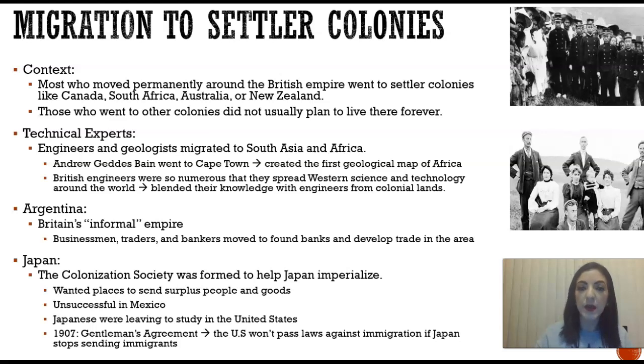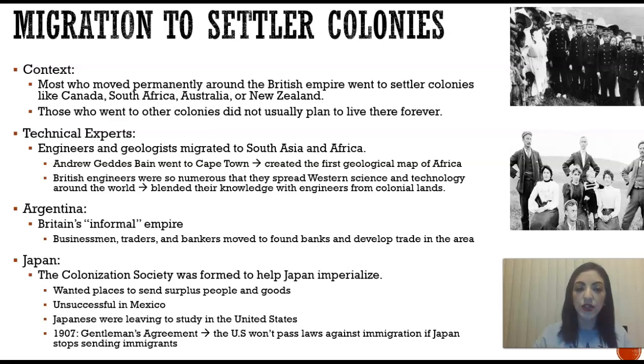You have Andrew Geddes Bain, who went to Cape Town, which is in the very southern tip of Africa. He actually created the first geological map of Africa. And it may not seem like a big significant thing, but it actually was, because maps were really, really bad back then, and they weren't very accurate. And so for this gentleman to go out there and take the time to map it out and really study the area and study the territory was extremely important.